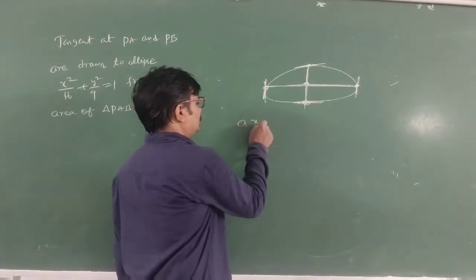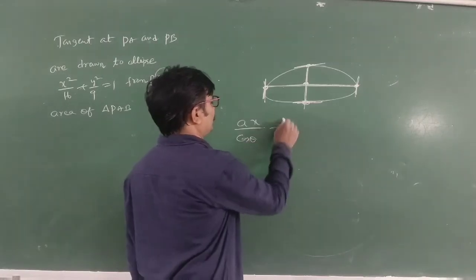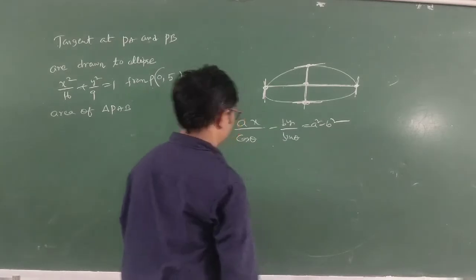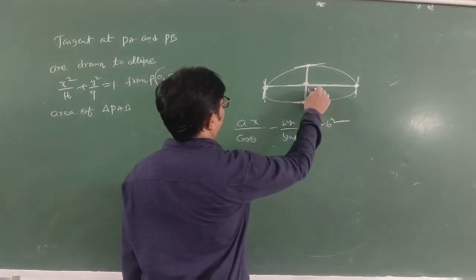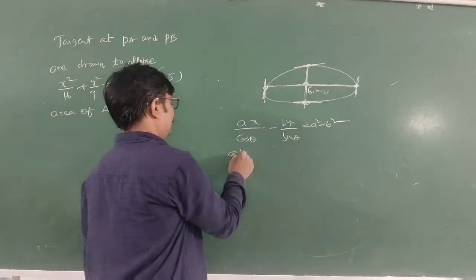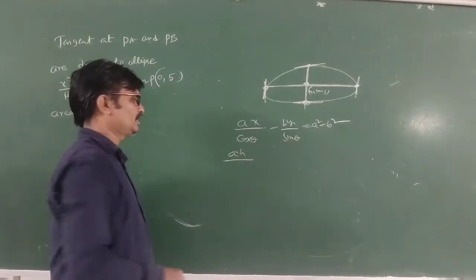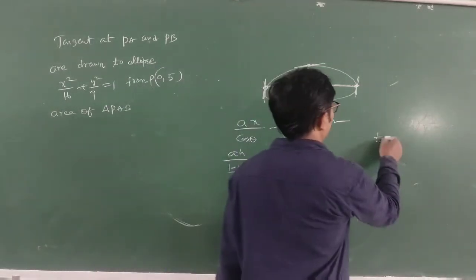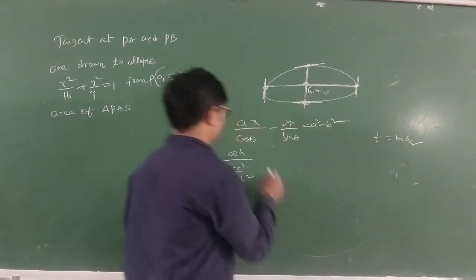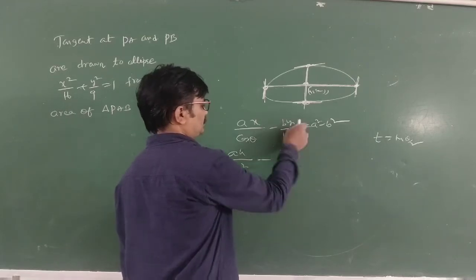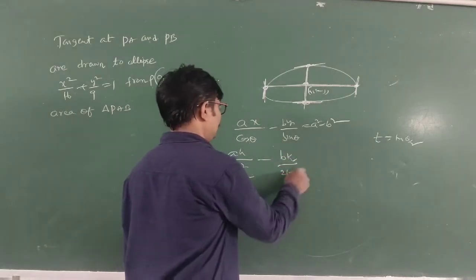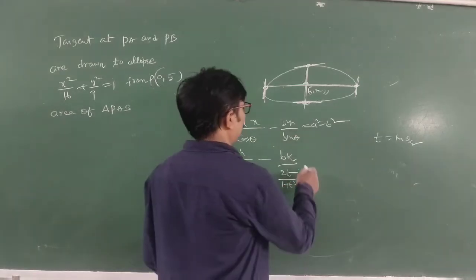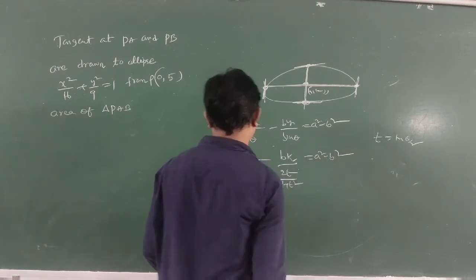Since, students, here we know that the equation of the normal is ax sec theta minus by cosec theta equal to a square minus b square. Suppose we take the point h comma k. Cos theta is 1 minus t square by 1 plus t square, where t is tan of theta by 2. This passes through the point h comma k. Sin theta is 2t by 1 plus t square. My dear students, this equals a square minus b square.